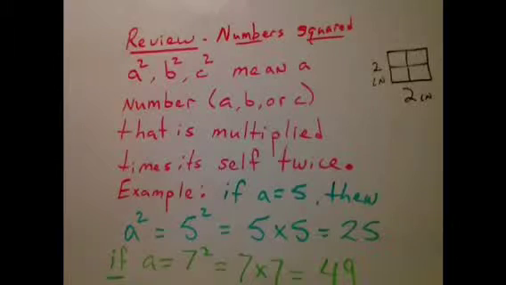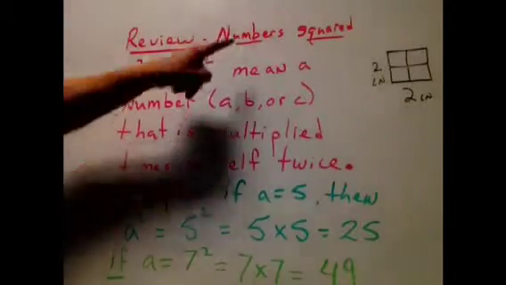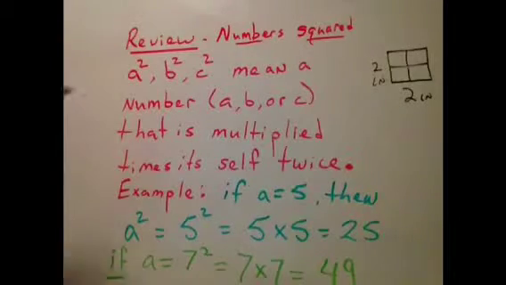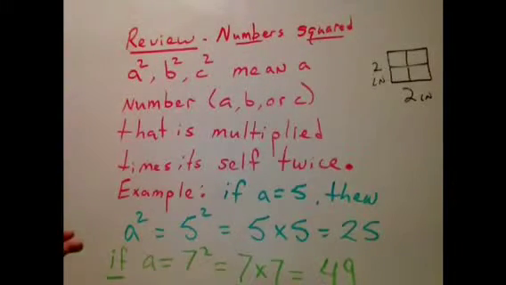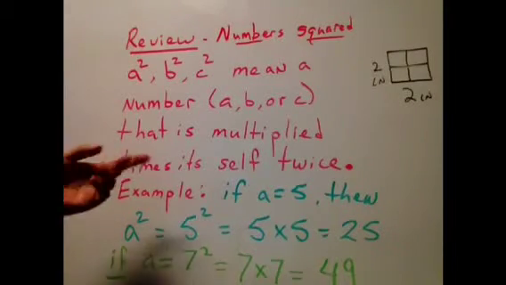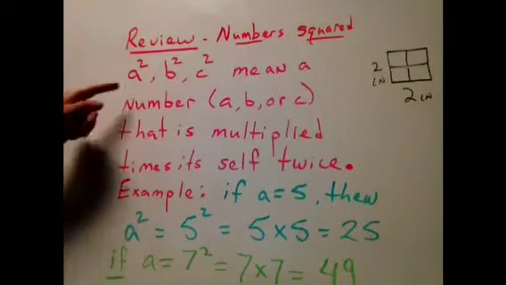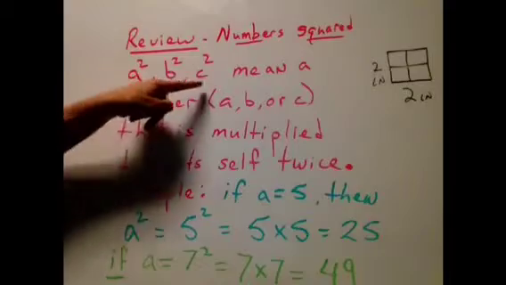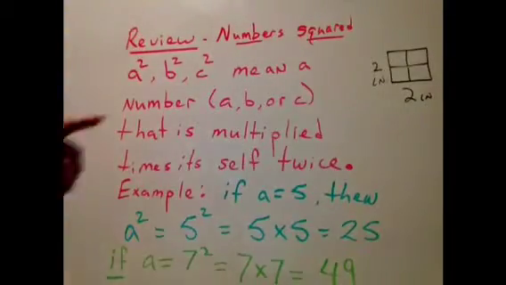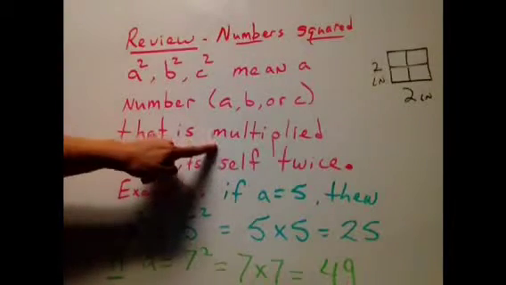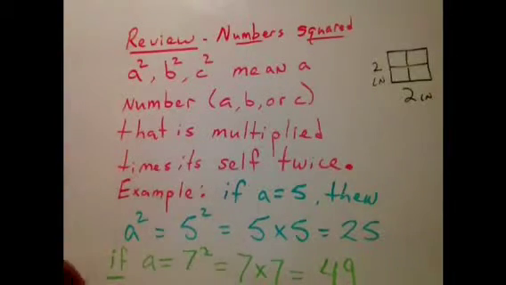Before we can do anything with a squared plus b squared equals c squared, we need to remember what squared means. So any of these numbers that are squared, I want you to remember that a squared, b squared, and c squared could be any number. It could be a fraction, it could be a decimal. So these are just any number, okay? All right, so that means that with these numbers, a, b, c, we're multiplying times themselves twice.